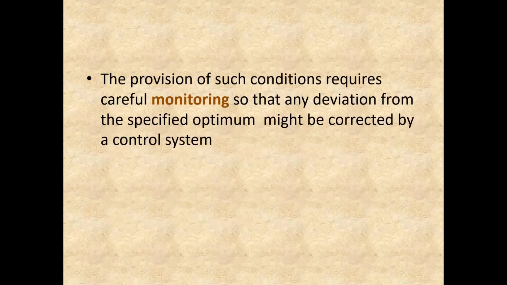Now, the provision of such conditions requires careful monitoring so that any deviation from the specified optimum might be corrected by a control system. So to continue with the same example that the fermentation is of 7 days, let's take an example of one parameter here to explain what is monitoring and what is control. Let's say temperature.